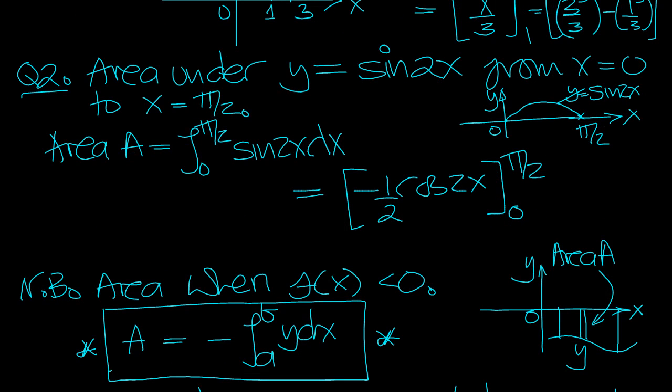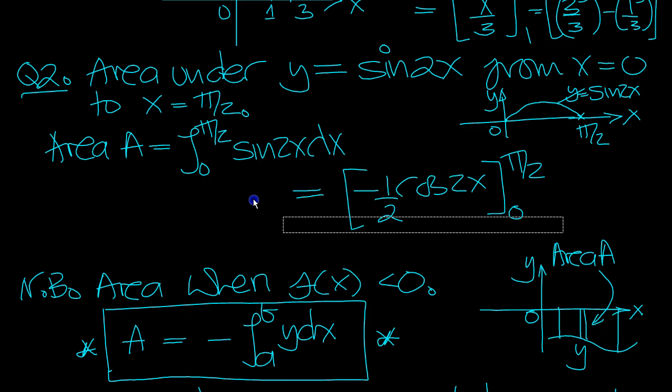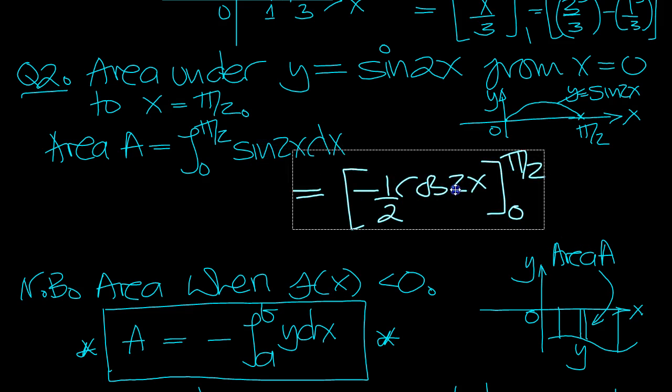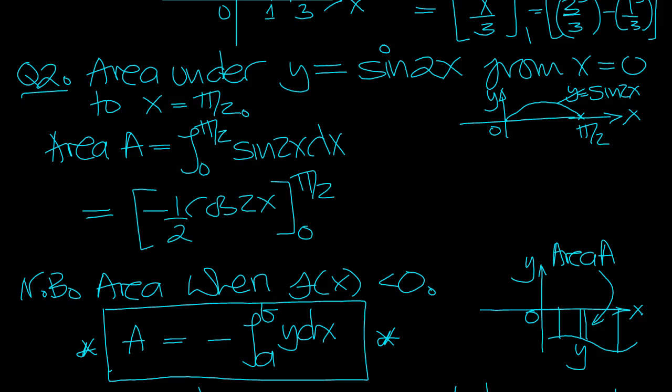So that's equal to then, let's just give ourselves a bit more room. I'll move this across. Over here. So that's equal to, it would be minus a half. Cosine of 2 times pi over 2 is pi. Minus, that's the top value. The bottom value is minus a half cosine 0.